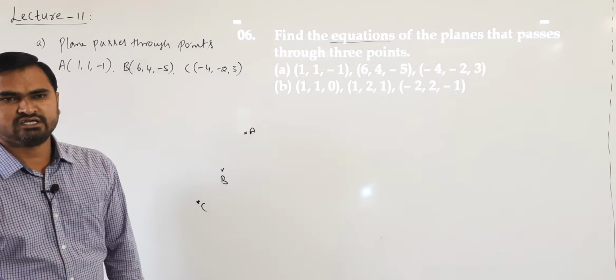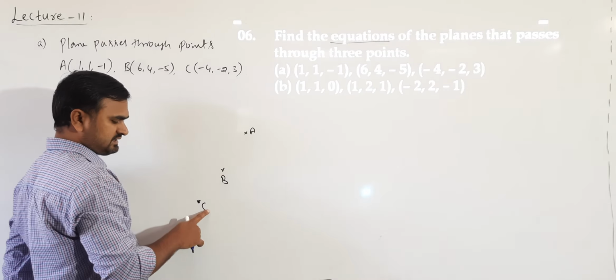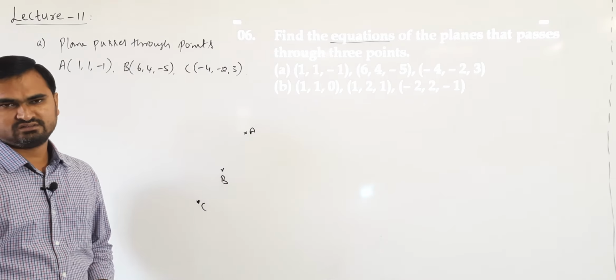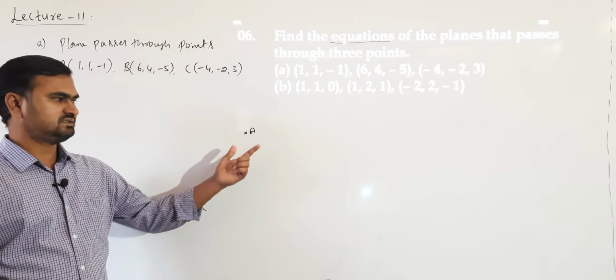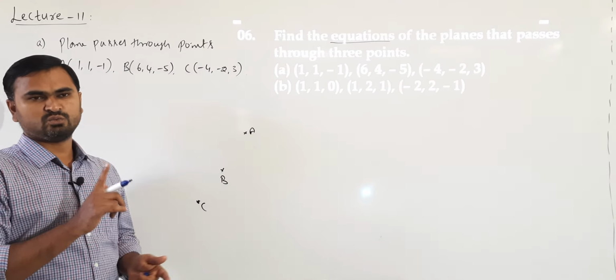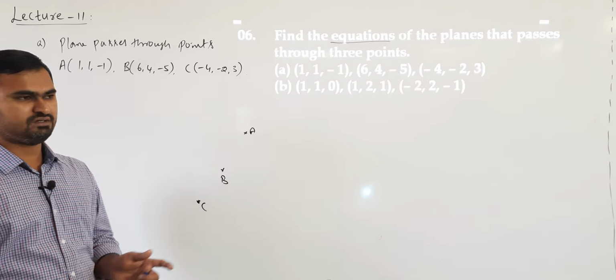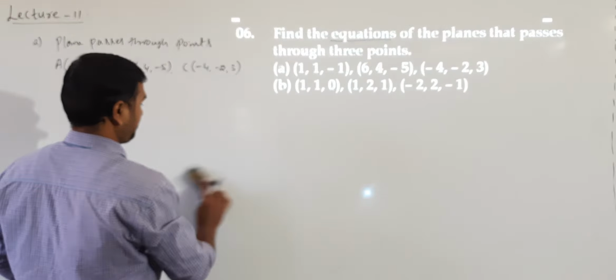So before finding the equation of plane, what you have to do is, first find whether these points are collinear or not. If they are collinear, then simply we write there exist an infinite number of planes passing through these 3 points. If they are non-collinear, we know only one plane exists, and that equation of plane we can find. So first find whether the 3 points are collinear or not.